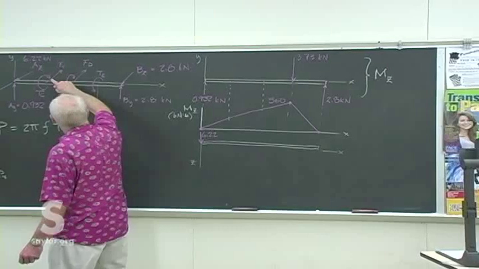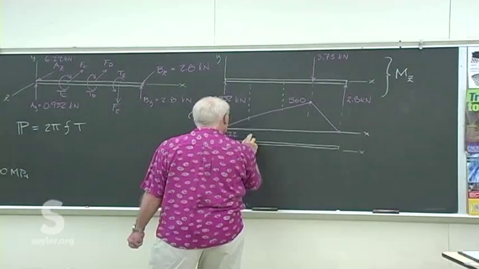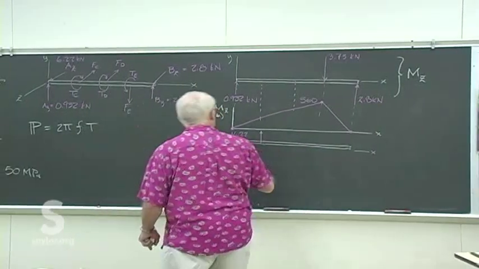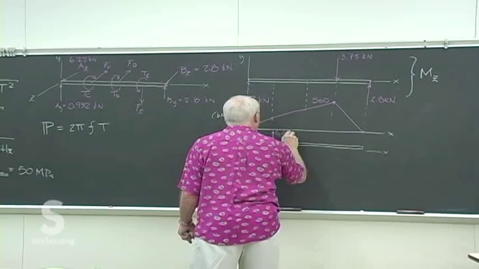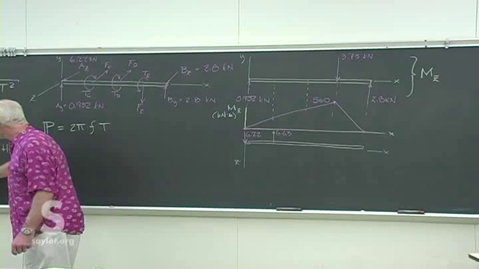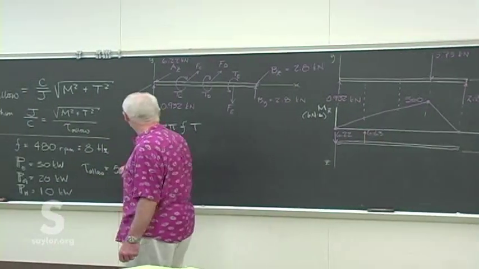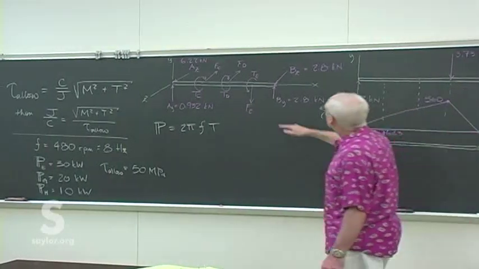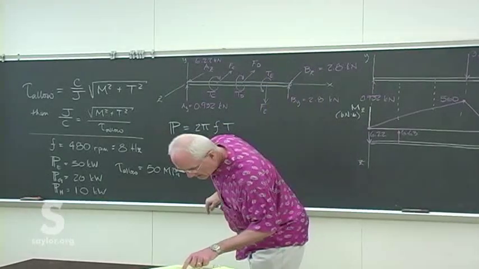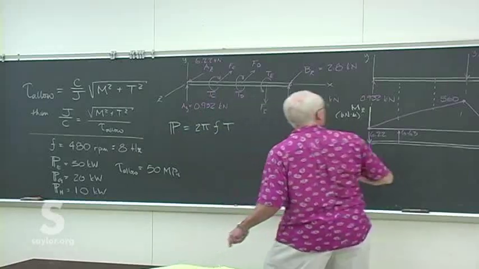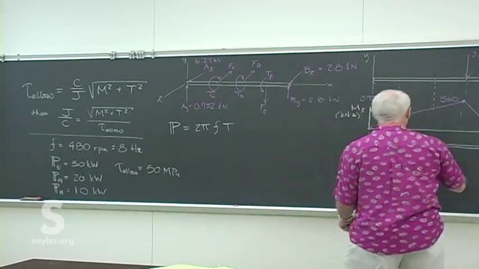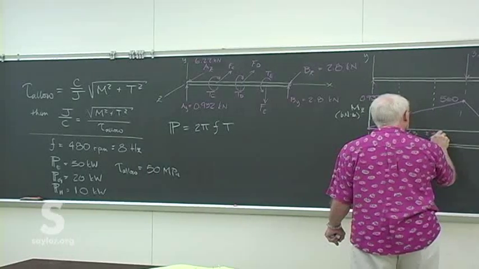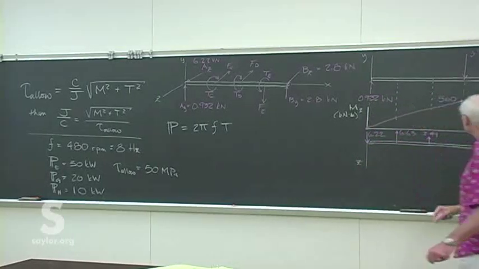We see FC due to the takeoff, and that's 6.63. And remember, that comes from the power takeoff, 10 kilowatts at that frequency, and then that'll allow us to get the force there. FD, we see it's in the same direction. Its value 2.49. All of these numbers are kilonewtons here. 2.49.